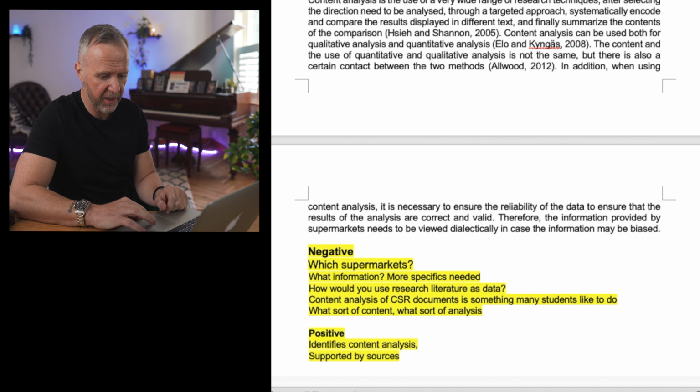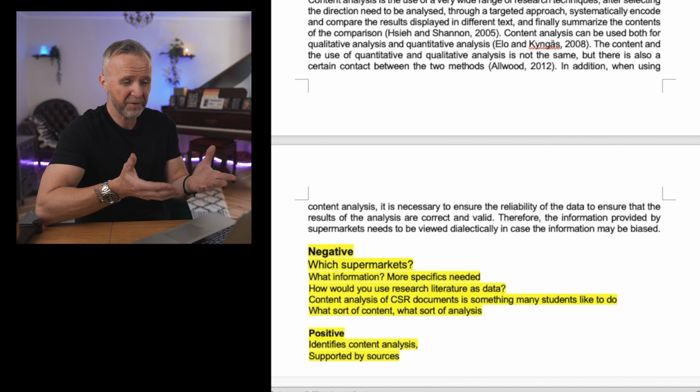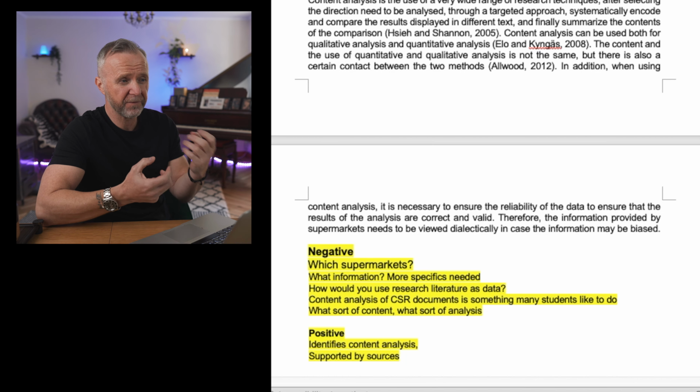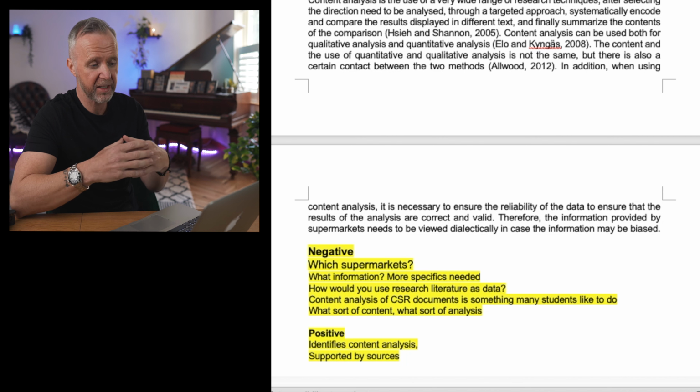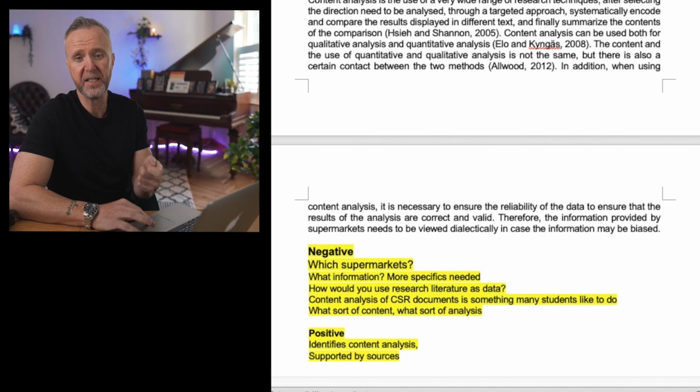Content analysis of CSR documents is something many students like to do. So it's something I see a lot of, particularly with CSR. I think students maybe feel it's comfortable. They don't have to go out into the field and gather data in a personable manner. This is readily available. The documents can be accessed and they can apply content analysis to it. I think they could go into greater detail about what sort of content analysis.